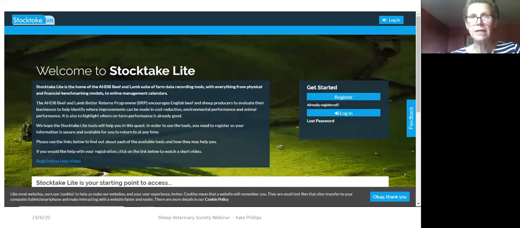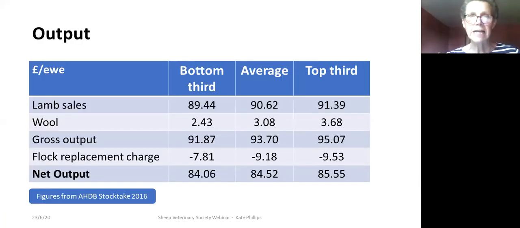There's the front page for Stocktake Lite. Right, just as an example, I have taken the AHDB Stocktake 2016 data, which is the last full set of data that's on the AHDB website at the moment, and they divided it into bottom third, average and top third. So I just thought it would be worth showing you this set of data. As I say, each year it does change, so bear in mind this is 4 years ago and not necessarily appropriate at the moment, but it's just an example.